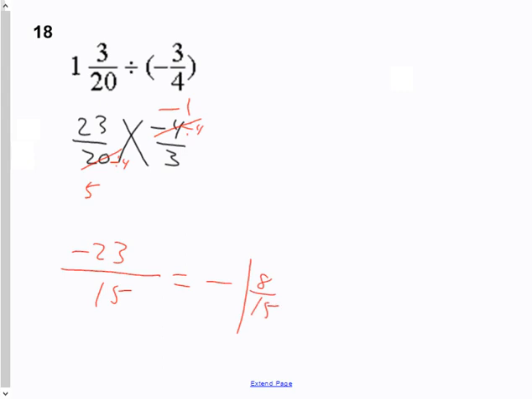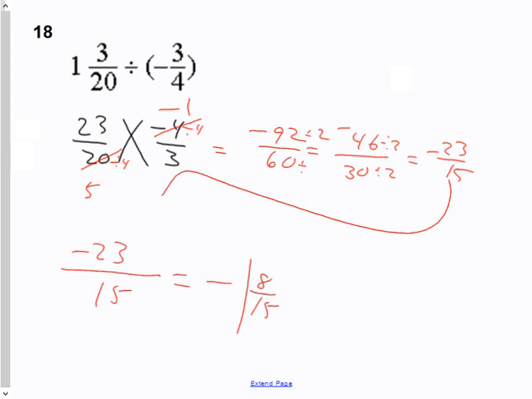If you didn't cross reduce, you got negative 92 over 60, which is, in lowest terms, both can be divided by, well, for sure by 2. Negative 46 over 30. Divide by 2 again. Negative 23 over 15, which takes us right to this stage right here. And we end up with our proper answer of 1 and 8/15. Cross reduction is definitely easier.